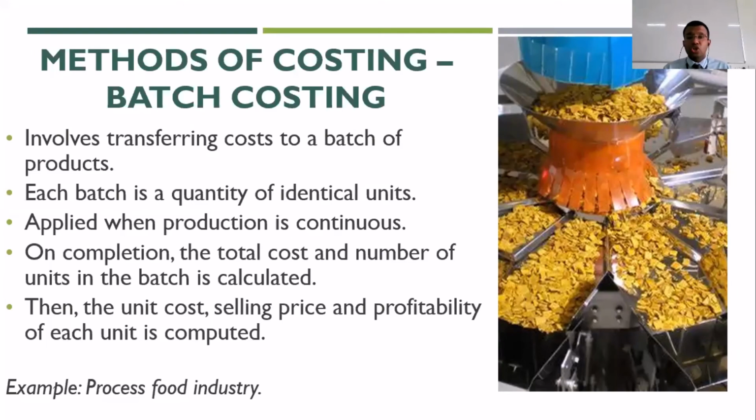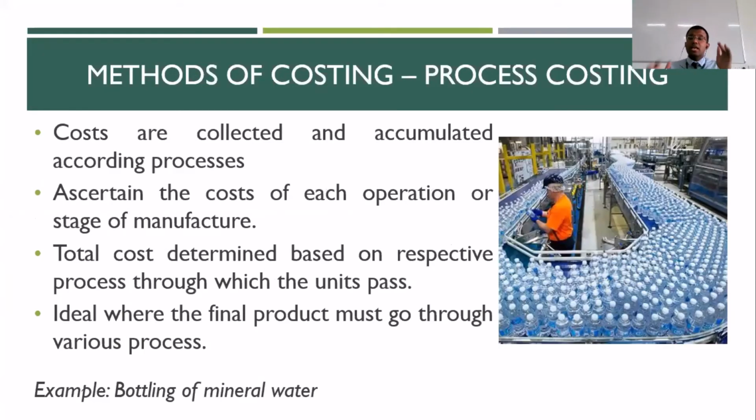Next is batch costing. Here in batch costing, you would deal with a group of products, and each group of products you will call a batch. You would determine the total cost associated with manufacturing a batch of products, and then you would end up determining the cost. Then you have process costing. Here, for you to get the finished product that you desire, your product may have to go through multiple stages, multiple steps, and you are interested in knowing the cost associated with a specific step. That is called process costing.